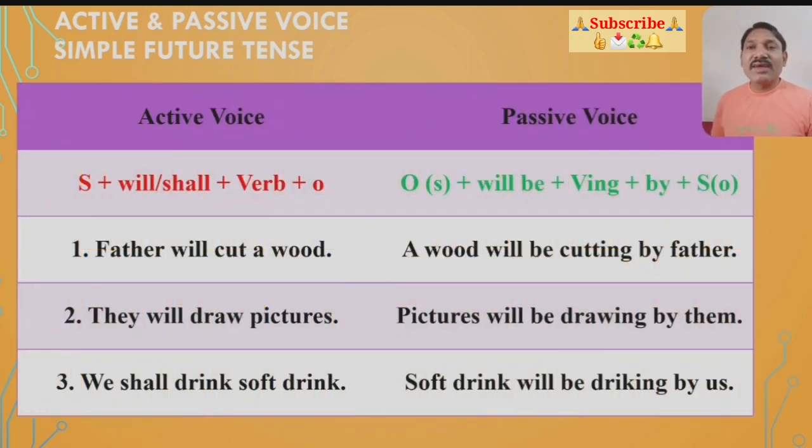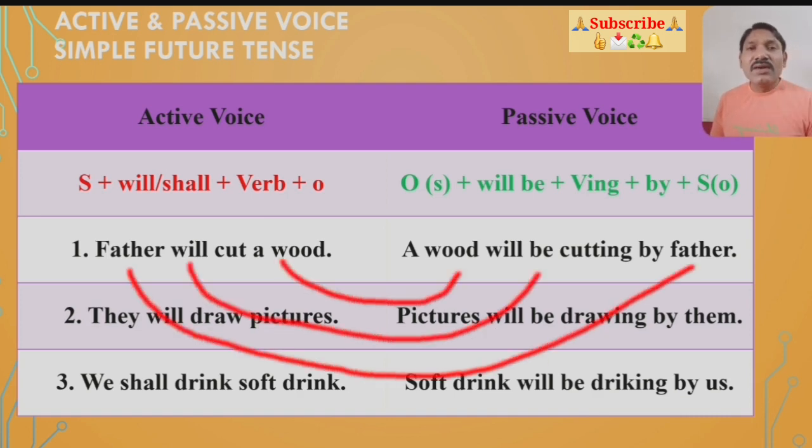Let's have the structure first. Subject plus will, shall plus verb plus object. And in passive voice, object plus will be plus ing form of the verb plus by plus subject. Let's have the examples now. Father will cut a wood. So here father is subject, will cut is a verb, and a wood is an object. So the sentence in passive voice will be a wood will be cutting by father.